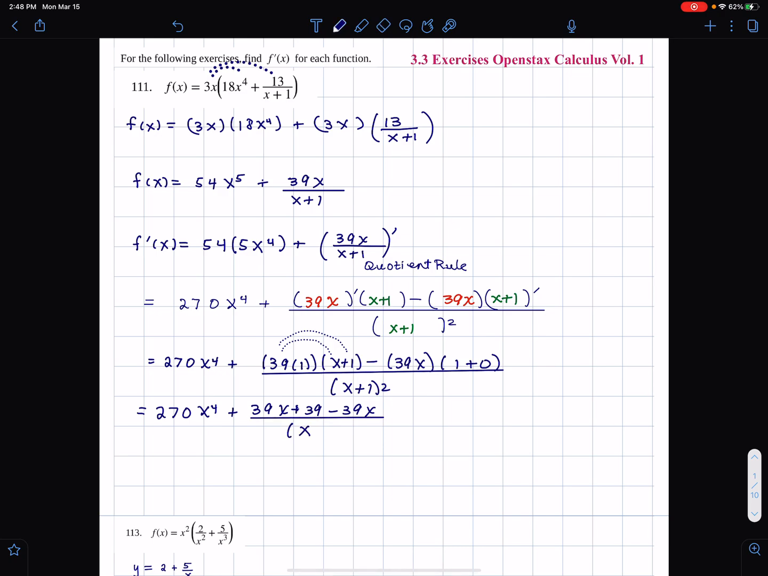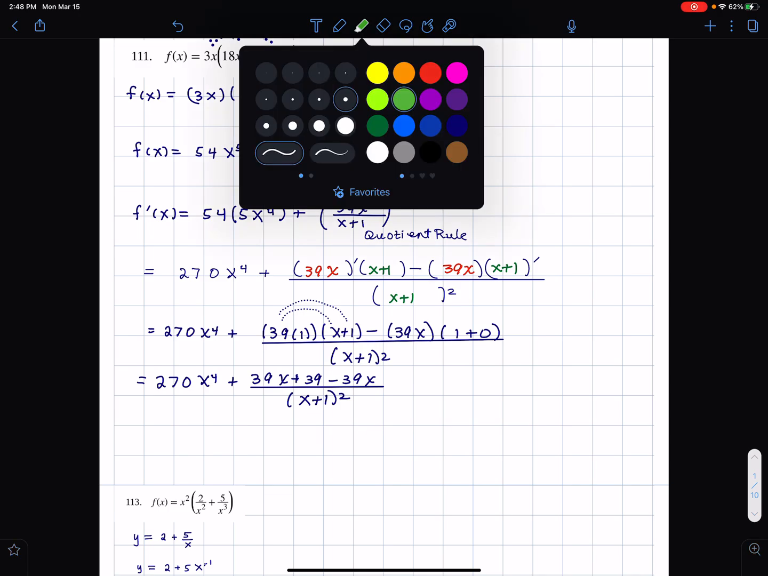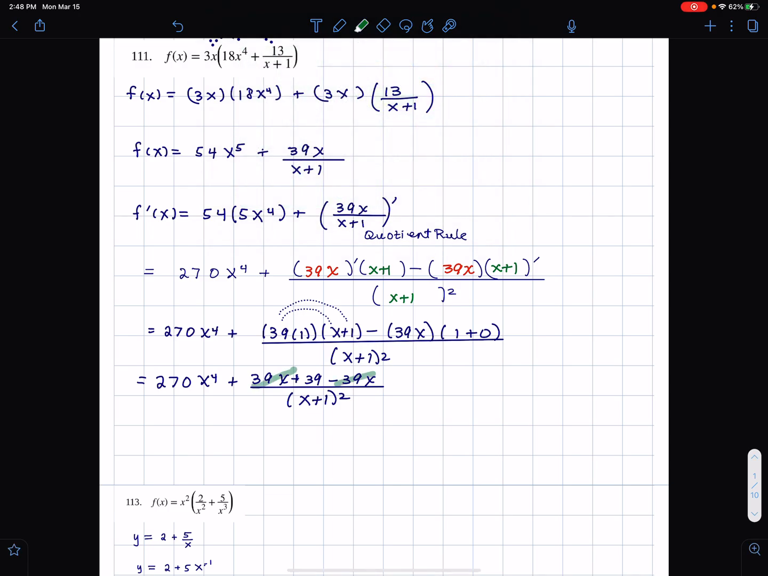Okay. So I distribute everything, and then I see that I have cancellation here. 39x cancels. So the final answer is f prime of x equals 270x to the fourth plus 39 over x plus 1 squared.